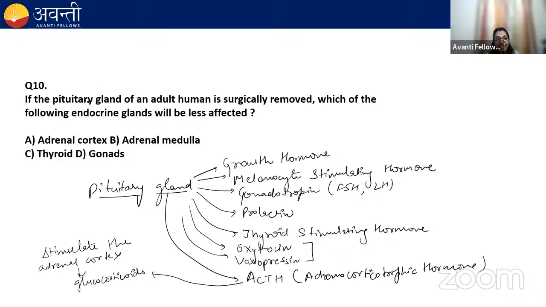So the question is asking, if the pituitary gland of an adult human is surgically removed, which of the following endocrine glands will be less affected? If we remove the pituitary gland, obviously the thyroid will be affected, the gonads will be affected, and the adrenal cortex will be affected, but the adrenal medulla will not be affected or less affected. Okay, so the correct option is B, which is adrenal medulla.